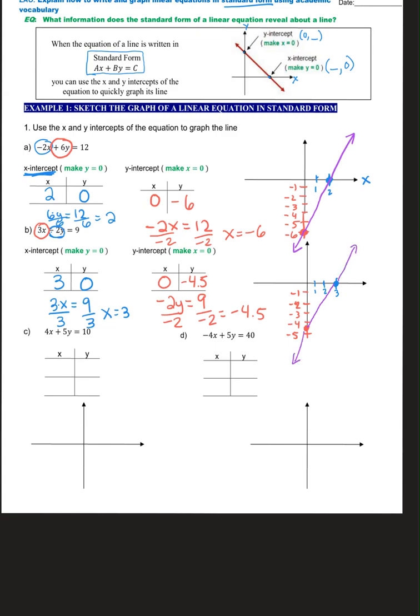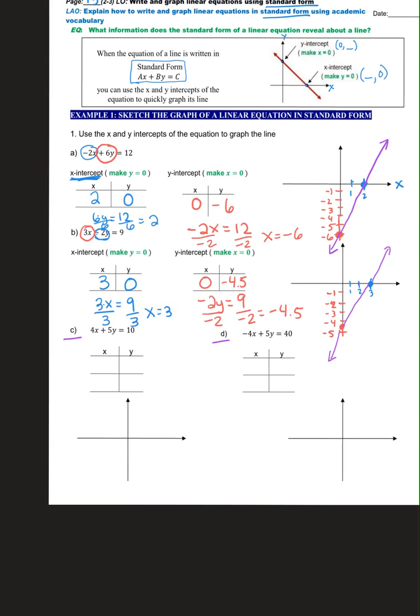Okay, so C and D, those are triads. I also need to do a question and connection for this chunk. I know that the tables look a little different. All you're going to do is plug in 0 for x and then 0 for y. Excuse me, 0 for x and 0 for y. And then you're going to do the same thing as up top, just it's one table instead of two, okay?